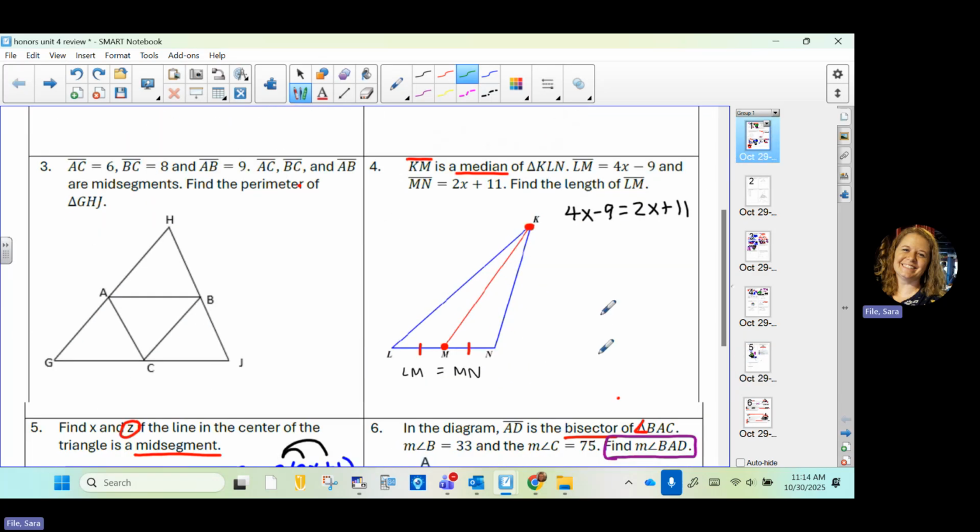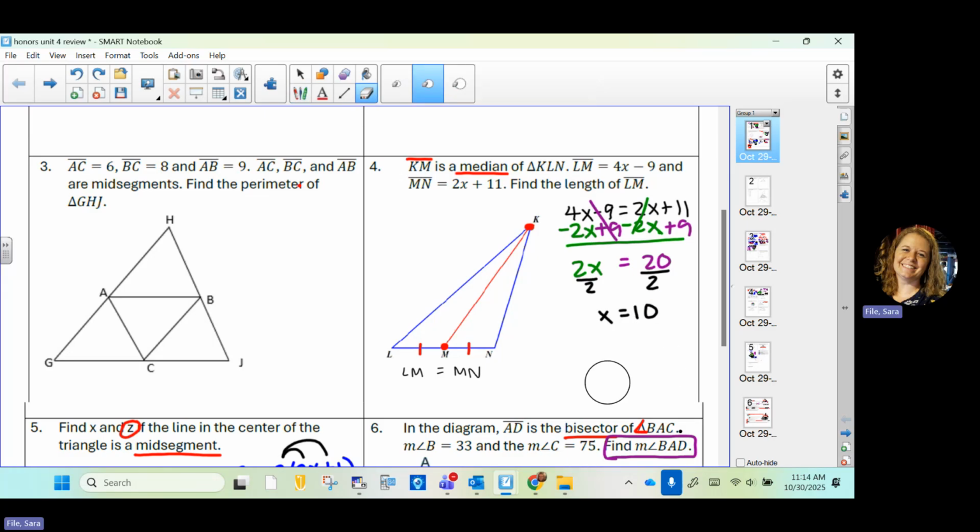We're going to move x's to one side, and constants to the other. Divide out your coefficient. Now, did the question ask for x? Here's the other place people are going to make this mistake. You have to know what a median is to know that these are equal. Then you have to read carefully.